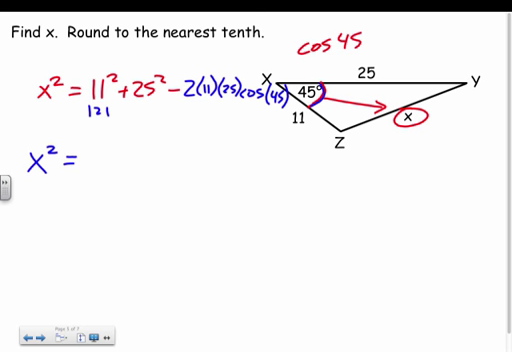Well, what can I do now? I want to solve for x. I got x by itself on the left side. So how do I get rid of that square? Well, do the inverse, square root. That'll cancel it, which means I have to square root this entire side.